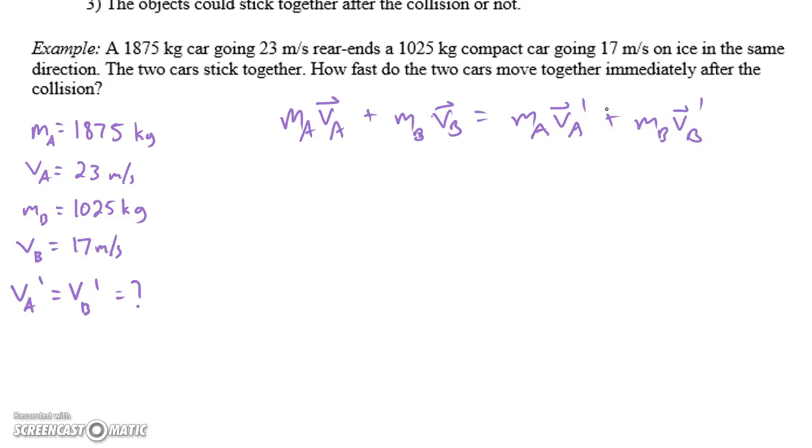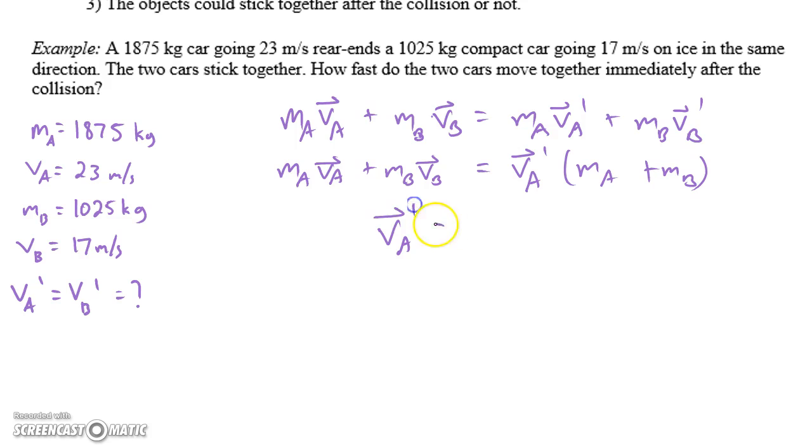Now, one thing that we said is that the two velocities are the same on the other side, so we can factor them out as one velocity so that we get MA plus MB, just because they're equal. That's not something you can do in every problem, but only in a situation where they stick together afterwards. That allows us to easily rearrange for our final velocity, where we get MAVA plus MBVB all divided by MA plus MB.